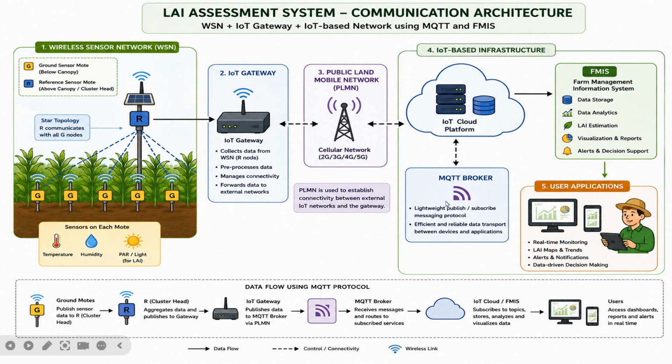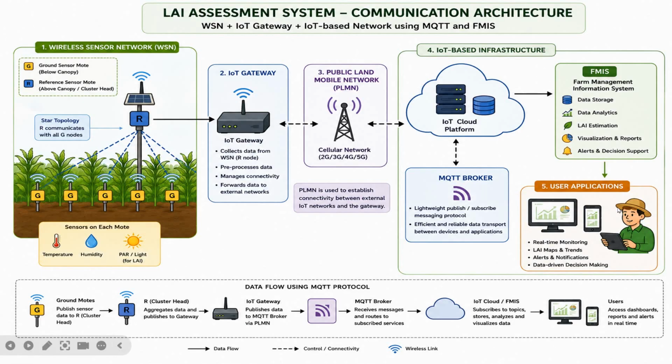The data received through the MQTT is stored and processed in the IoT cloud platform, and the cloud infrastructure performs data storage, analytics, visualization and the LAI estimation. Then you have a farm management information system, that is the FMIS, which resides within the cloud environment and serves as the central platform for agricultural data management. This FMIS analyzes the sensor data. It will generate the reports, estimate the crop growth conditions, and support farm management decisions.